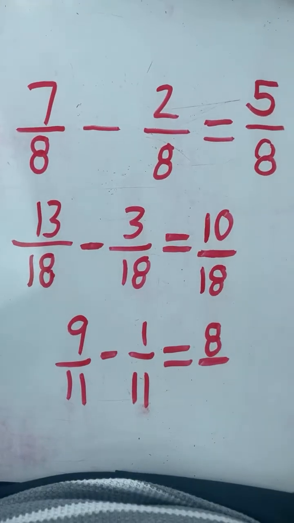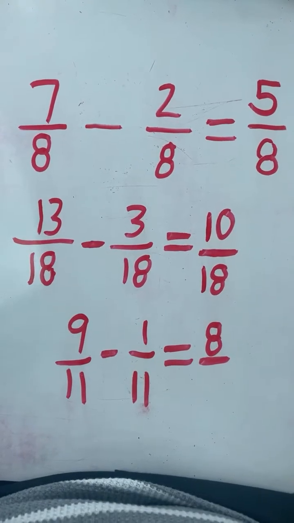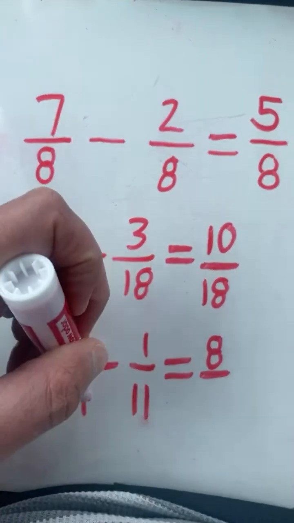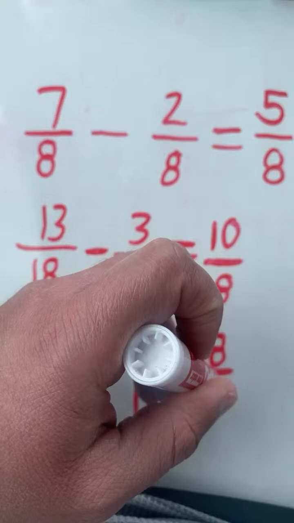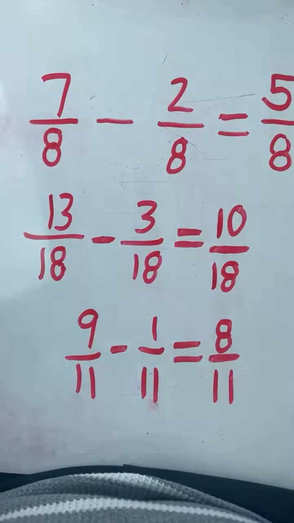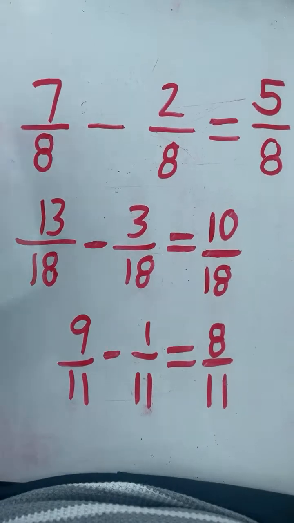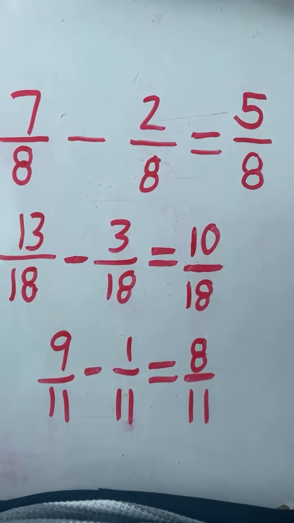Step 2, our denominators, whatever the bottom numbers in our fractions are, we keep them the same. So the denominator in both the fractions we're subtracting is 11. It's going to be the same in our answer. So 9/11 minus 1/11 equals 8/11. All right, another set of examples now.